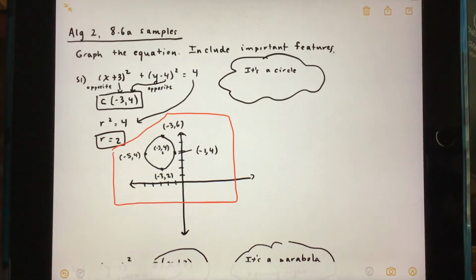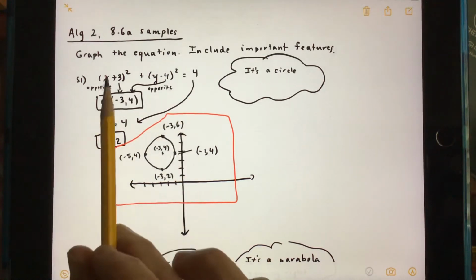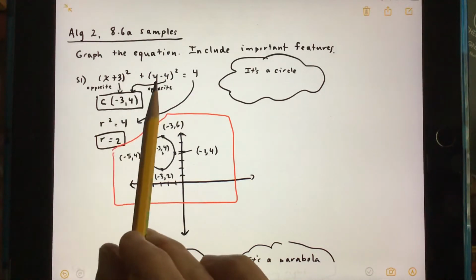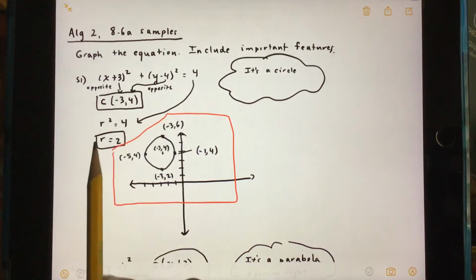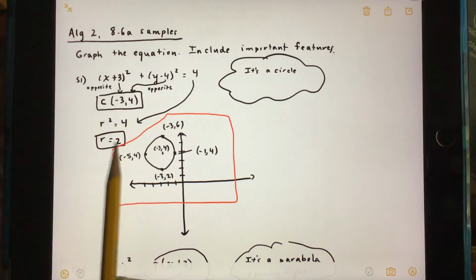My next step will be, once I have my center graphed, I've located it, I know where it is. Next, I'm going to figure out what the radius of my circle is, which I will use to finish my graph. I use this 4, since we know our x squared term plus our y squared term is equal to our radius squared in a circle. Radius squared is 4, the square root of 4 is 2, so our radius is 2.